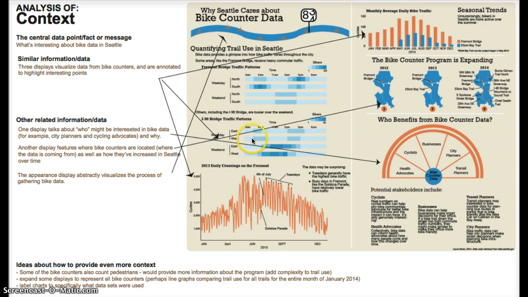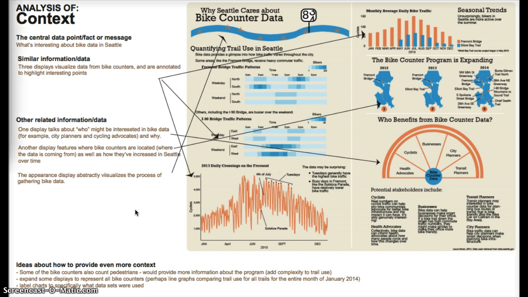So these displays are the heat maps, the column chart, and the line graph. And then annotations are used to point out the interesting bits of information. So for example, that Tuesdays are the busiest bike days in Fremont.